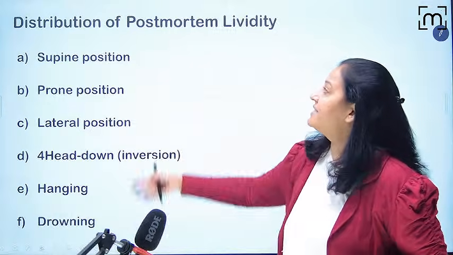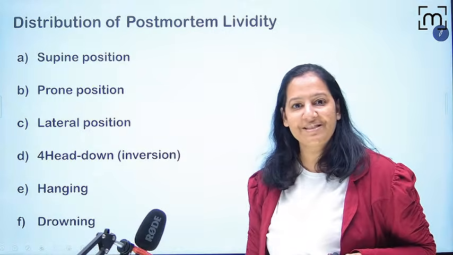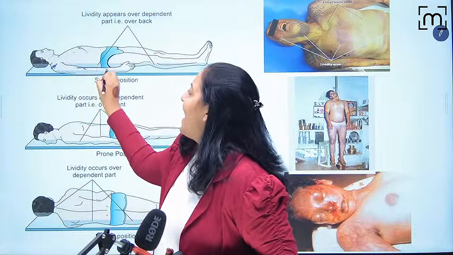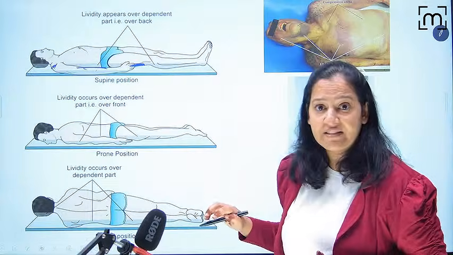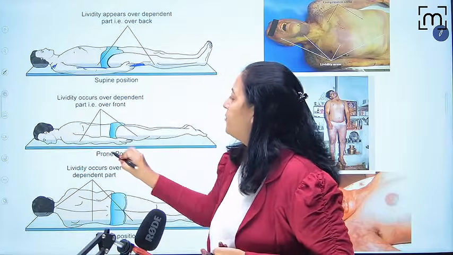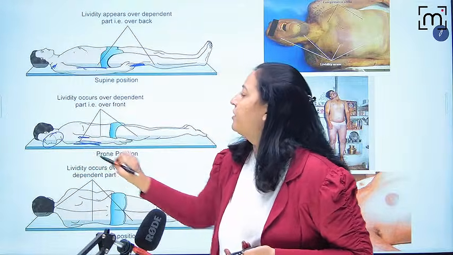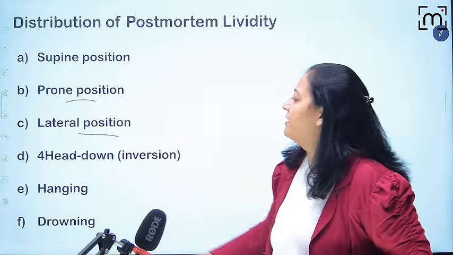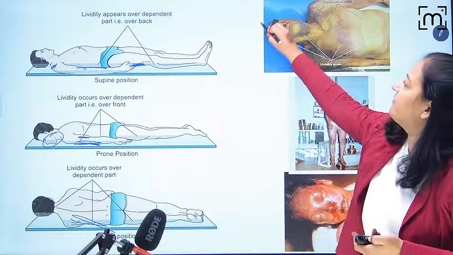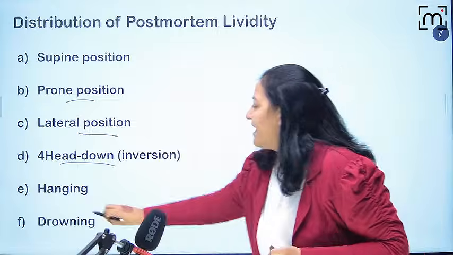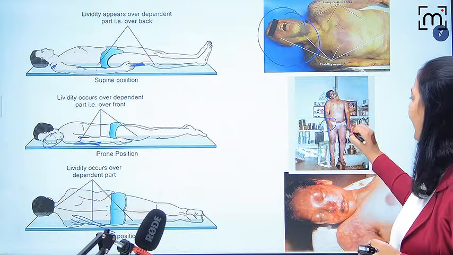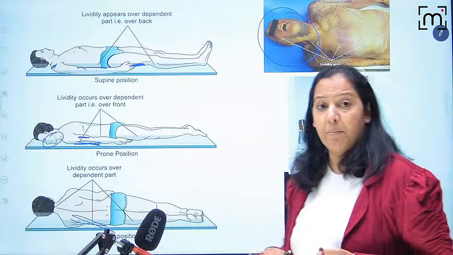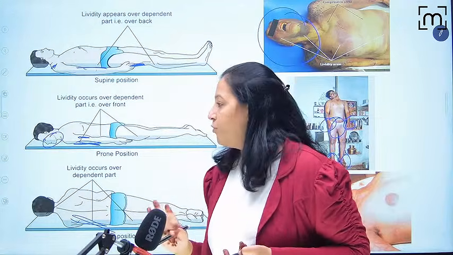Can we revise the distribution of the postmortem lividity in all these cases one by one? In supine position, it is on the neck, back, and the back of the thigh. In prone position, it is on the face, chest, and the superior part of the limbs. In the lateral position, it is only on one side of the body, whether right or left. In the head down position, it will be on the face and will mimic suffocation. In hanging, it will be on the hands, legs, and genitalia. In case of drowning, it can be anywhere, but if the body is moving constantly, there will be no lividity.